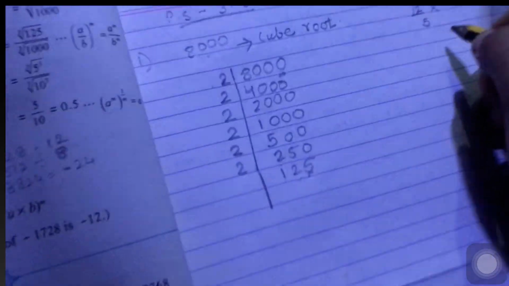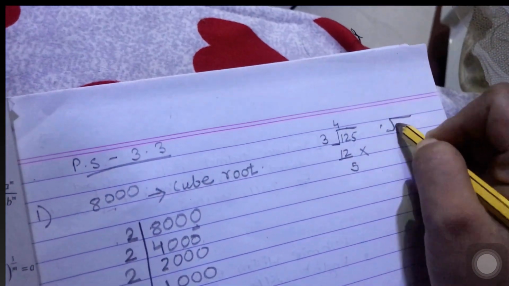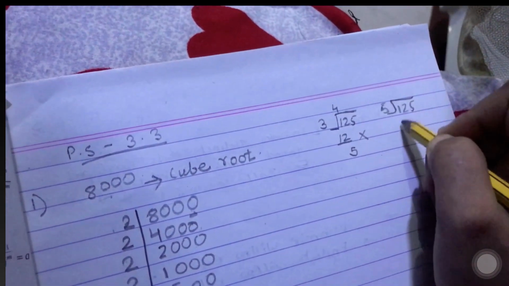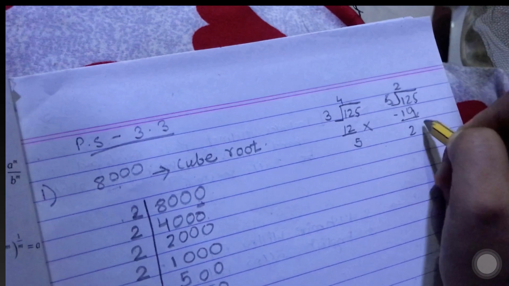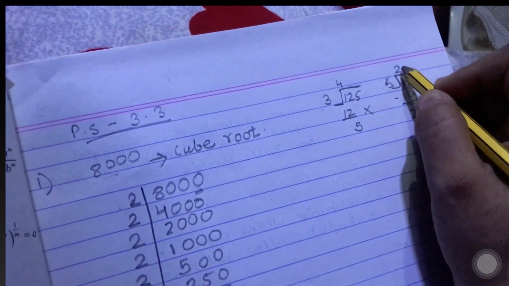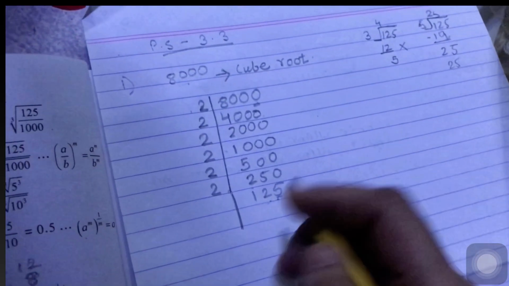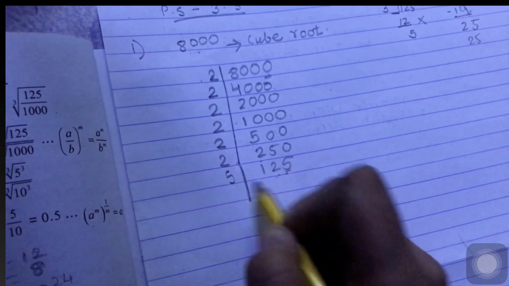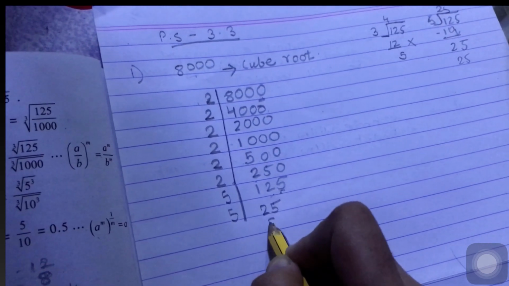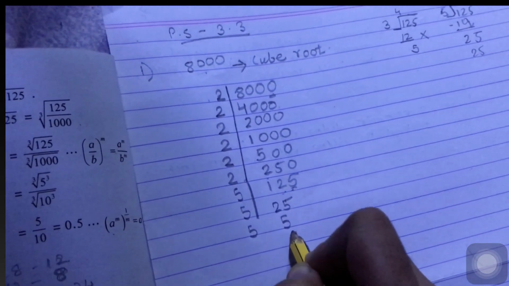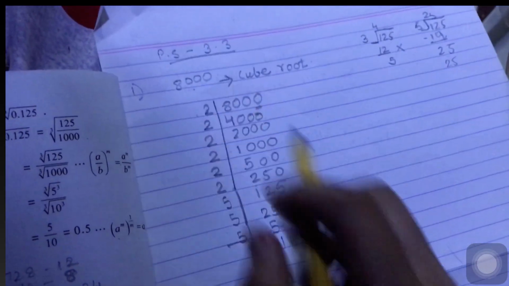Now 4 is again even, so we will see 5, the table of 5. 125 by 5: 5 2s are 10, the 2 5 will come down, so 5 5s are 25. Now in the table of 5, 125 comes, so 5 25s is 125. Again 5 5s is 25, and 5 1s. Okay, we got the factorization of 8000.